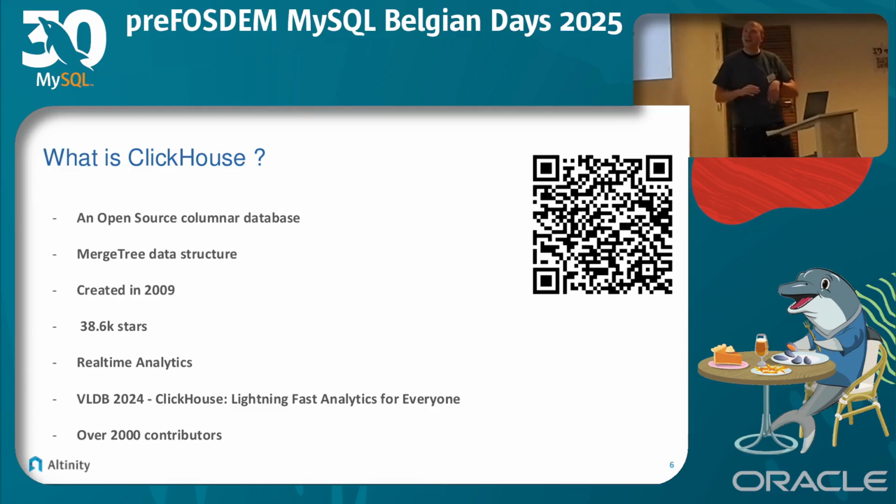ClickHouse is a columnar database, so not row-based. The data structure is different, MergeTree. Created in 2009 in Russia by Yandex, nearly 39,000 stars on GitHub, so it's kind of popular. It does real-time analytics. If you want to know more about it, I recommend this recent paper presented in China by Alexey, the founder of ClickHouse. It has over 2,000 contributors, and I am one of them.